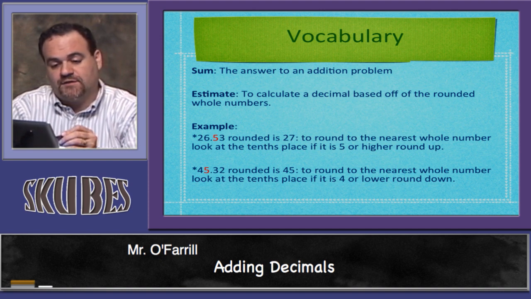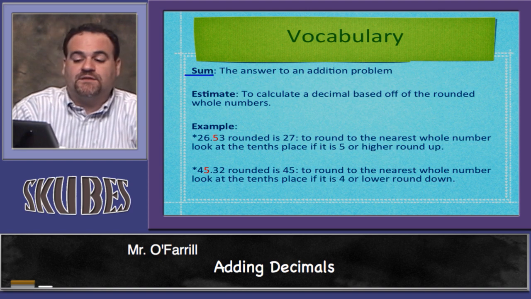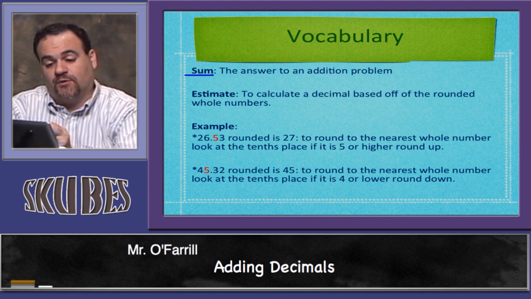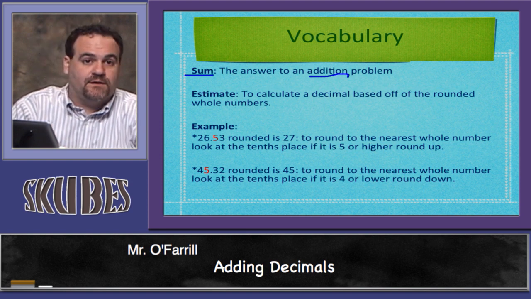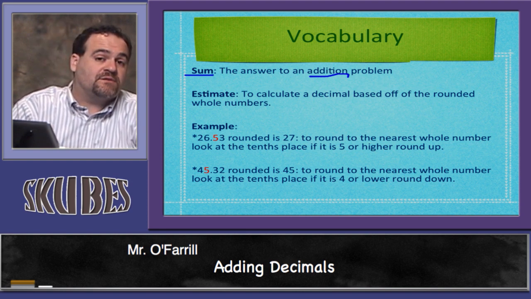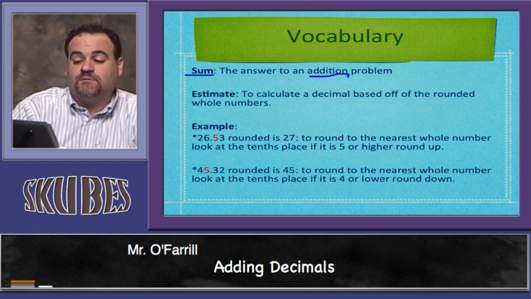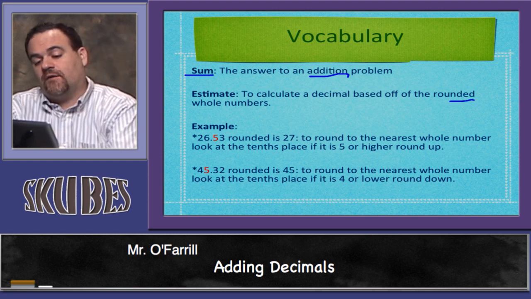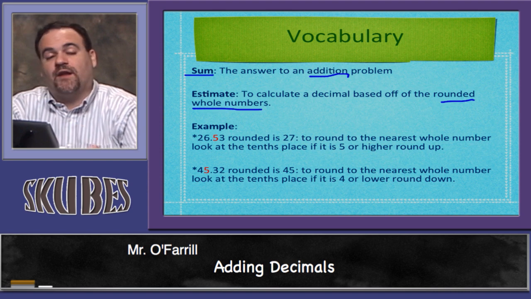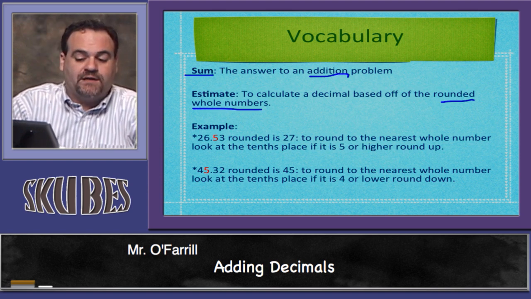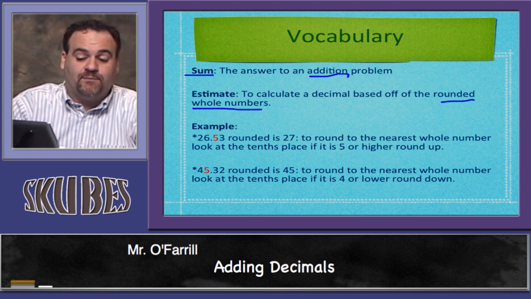First, we have sum, which is the answer to an addition problem. Anytime you see the word sum, you want to equate that with addition. And we're going to be spending some time today on estimating. Estimate is to calculate a decimal based off the rounded whole numbers, which would be anything that's to the left of your decimal point. Some quick examples of that.